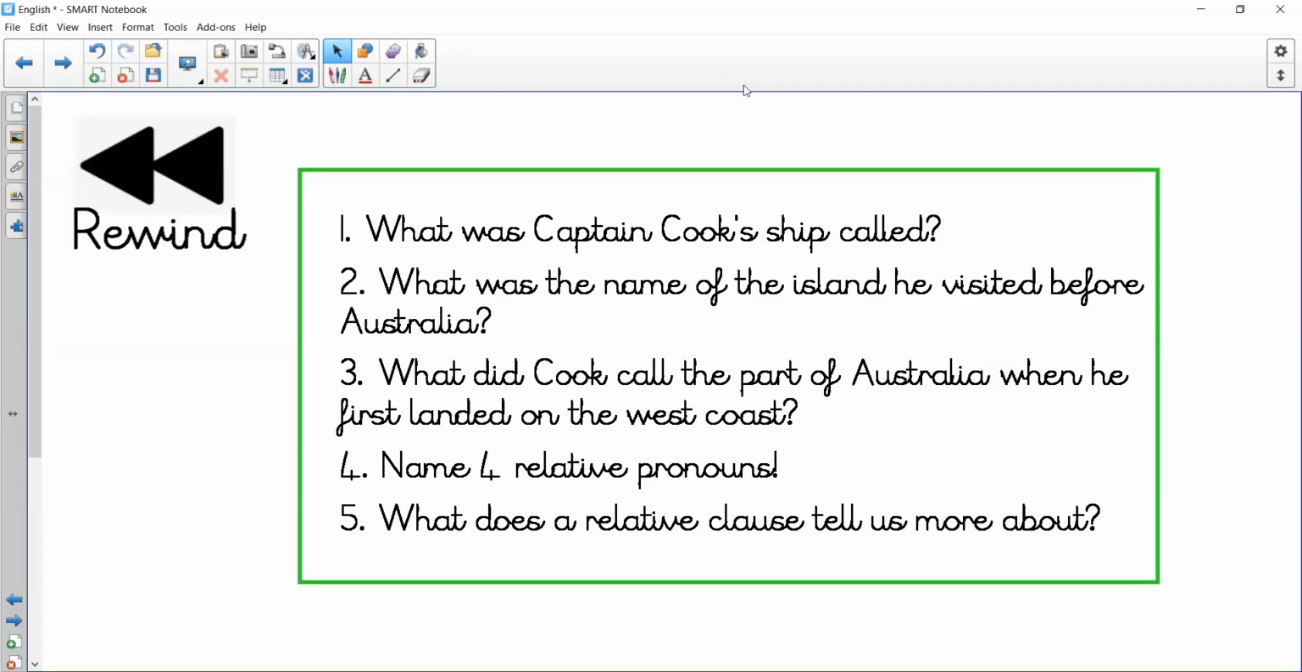Okay, so hopefully you remember that Captain Cook's ship was called the Endeavour. The name of the island he visited before Australia was Tahiti. And what did Cook call the part of Australia when he first landed? It was New South Wales. And 4 relative pronouns, remember your W words and your that. So that could be who, whose, which, where, and then that, obviously. What does a relative clause tell us more about? It tells us more about the noun.